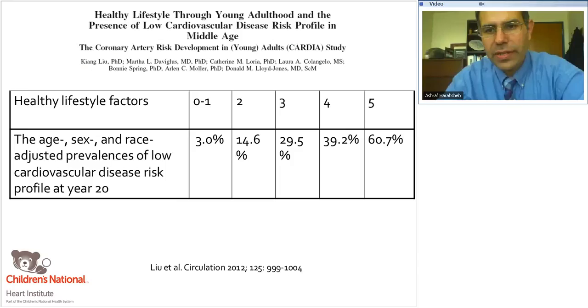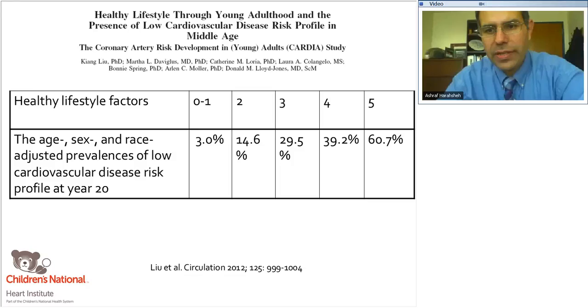Now, not so surprisingly, if you had all 5 factors, then your chances of having a low risk profile as you get older are going to be high, up to 61%. Remember that these factors don't engage genetics, family history, etc. So there are many other factors that we are yet to understand in forming cardiovascular disease. So it doesn't predict 100%, it predicts up to 61%. On the other hand, if you start with a bad, unhealthy lifestyle, then your chances of having a low cardiovascular risk profile in the future are going to be very minimal.